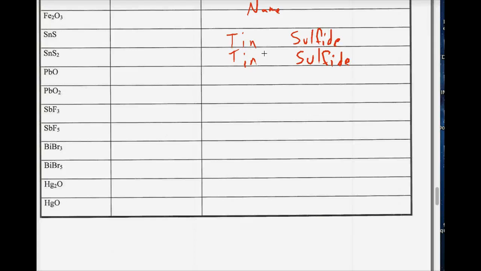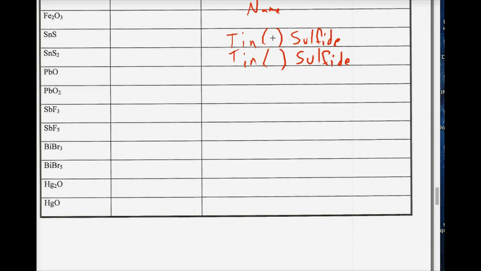All right. Doesn't really exist whatsoever. We have to be more specific, and we have to say tin, its charge, sulfide. And this is where we have to slow it down just a bit.